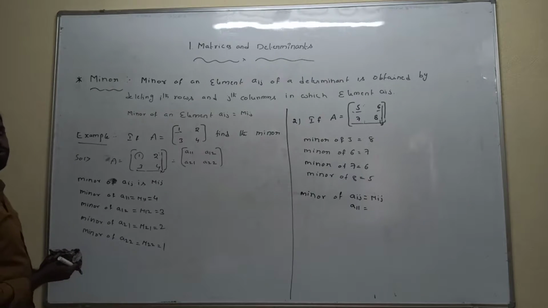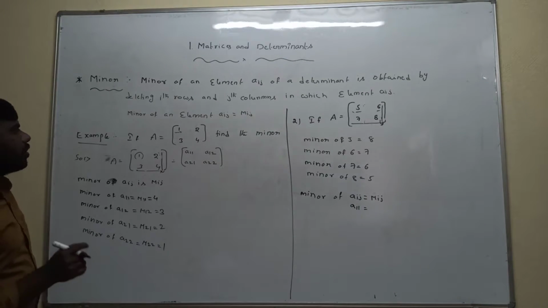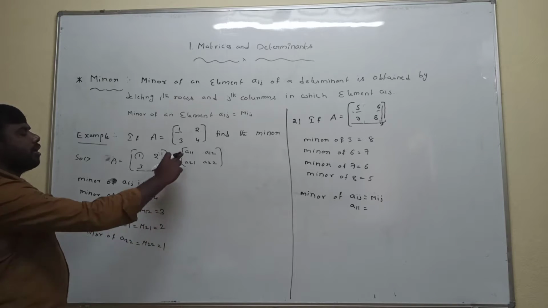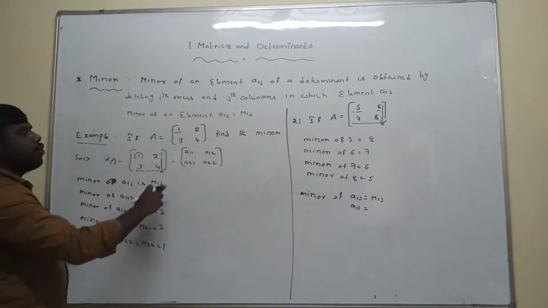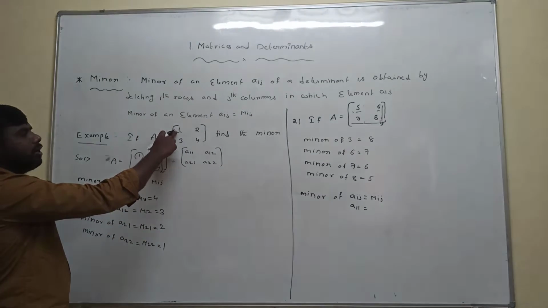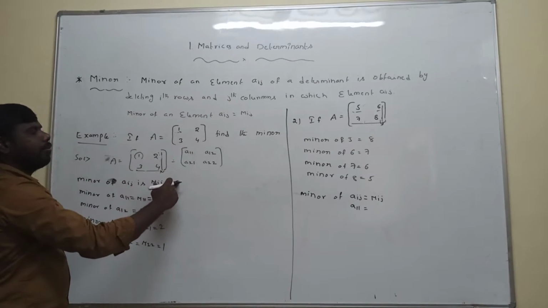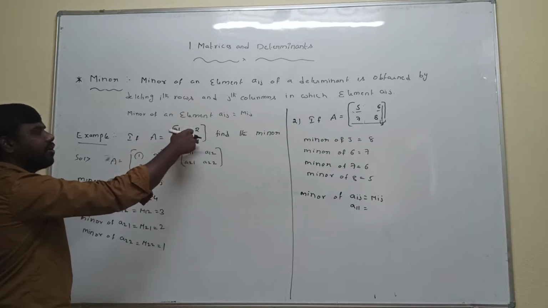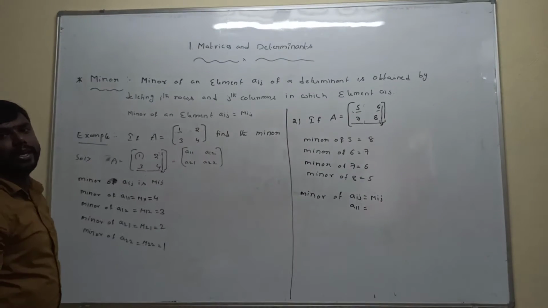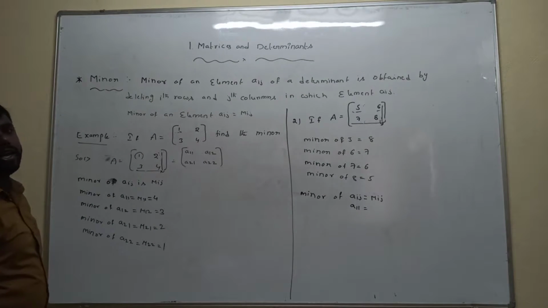So I think you understand how to find the minor. Very easy. We need to calculate every element of the minor. Which minor we are taking? That particular row, that particular column eliminated. What is left of the element is nothing but the minor. I think you are understanding the minor definition.